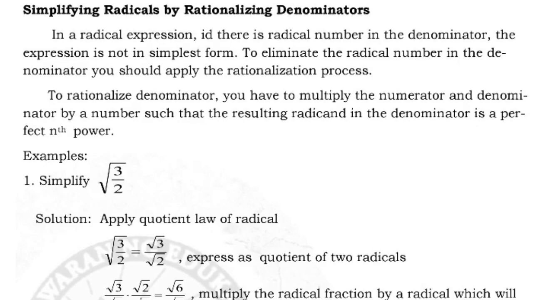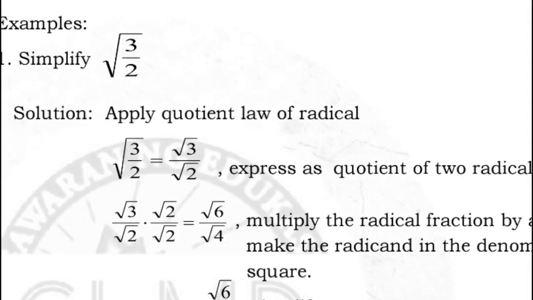Example number 1, the square root of 3 halves. So what we're going to do here is multiply the numerator and denominator by a radical that will make the denominator a perfect square. Since the denominator is the square root of 2, we're going to multiply both the numerator and denominator by the square root of 2.